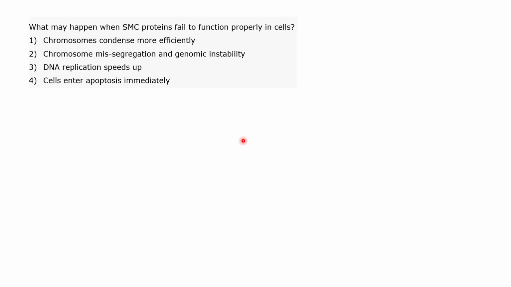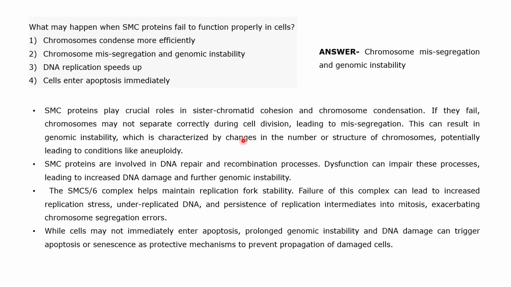Yeah, I think each of you agree with option number 2, right? So it leads to chromosome missegregation and genome instability. SMC proteins, or structural maintenance of chromosome proteins, play a crucial role in sister chromatid cohesion and chromosome condensation. The examples include what we have discussed, like condensin, cohesin, SMC5/6, right? These are also called SMC proteins, and they are involved in sister chromatid cohesion and chromosomal condensation.